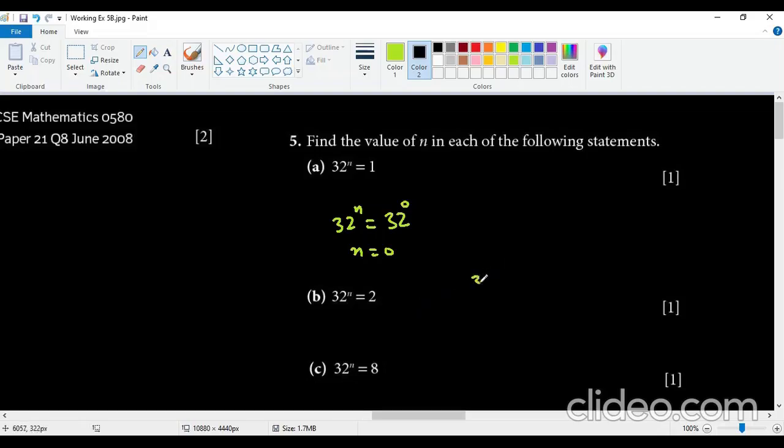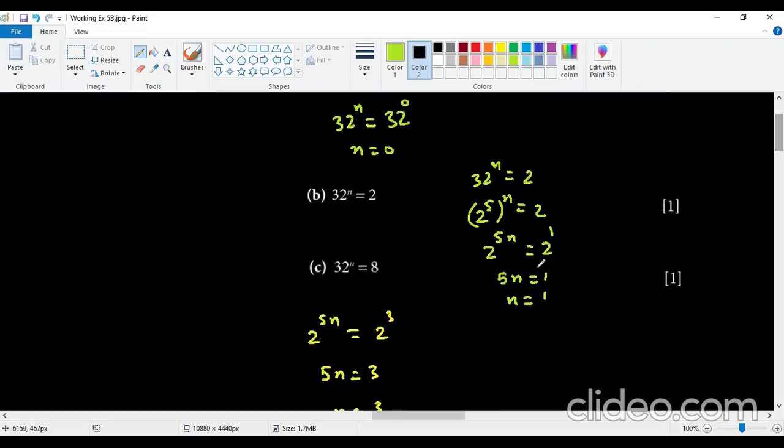Now, I know very well 32 power n equals 2. So how can I write this 32? I know very well 2 power 5 is 32, and that equals 2. That means 2 to the power 5n equals 2 to the power 1. So when bases are the same, powers are also the same. So 5n equals 1 and n equals 1 over 5.